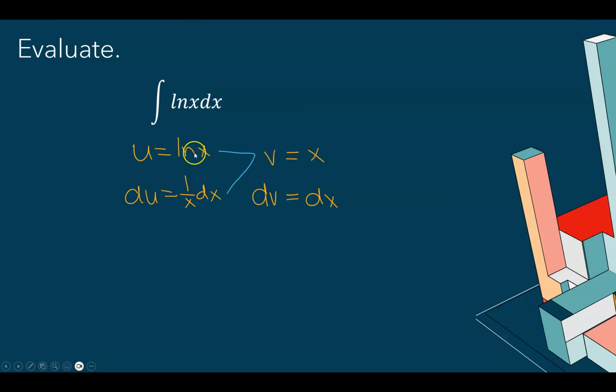U is equal to natural log of x, so du is 1 over x dx, and dv is dx, so v is equal to x. So across the top of the 7, x times natural log of x, and then along the diagonal, we're going to subtract the integral of x times 1 over x, so that's just 1 dx. That's a pretty easy antiderivative, x, so we get x natural log of x minus x plus a constant.